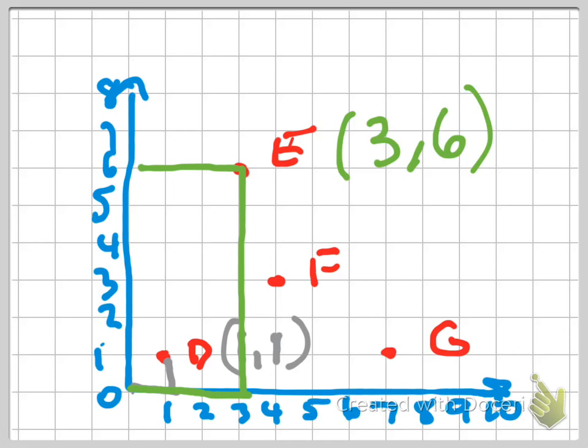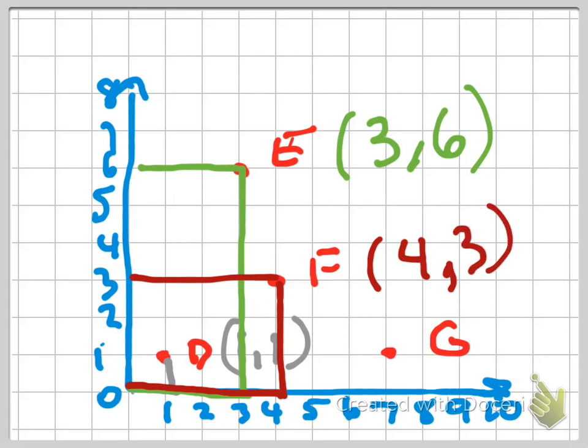So let's go to the next letter, which is F. We come all the way over here to the 4, go up, and we can see we match it up with the 3, so it's 4, 3. And let's see here, then we go all the way to the G, we go all the way to the 7, go up to the 1, and its ordered pair is 7, 1.